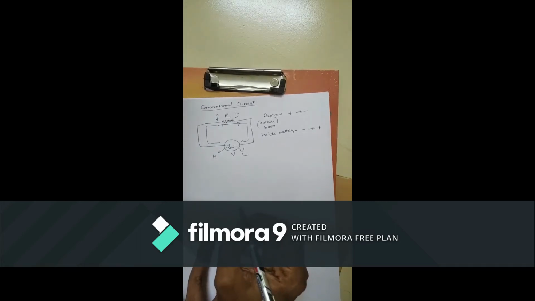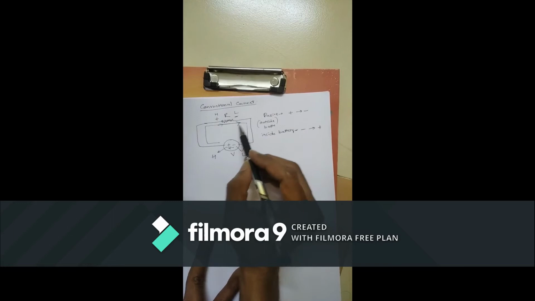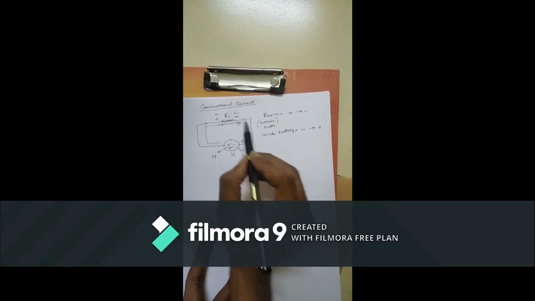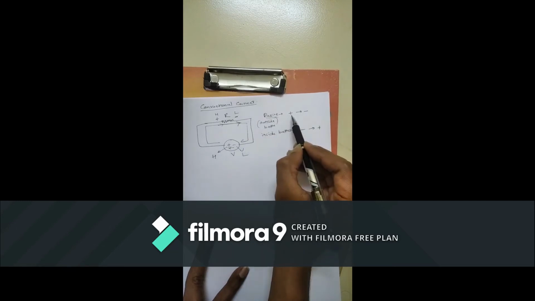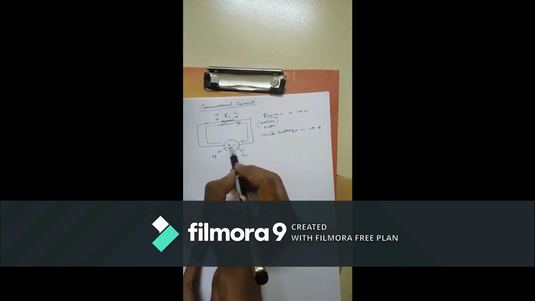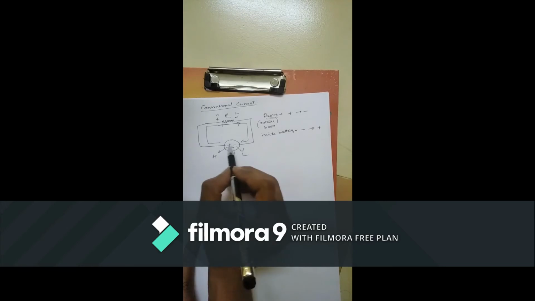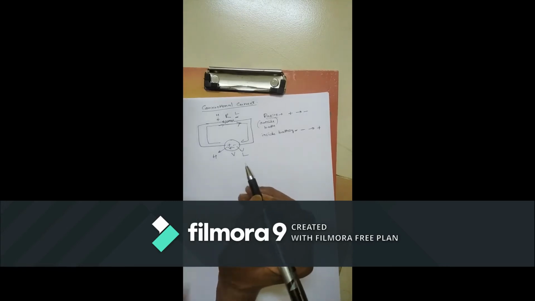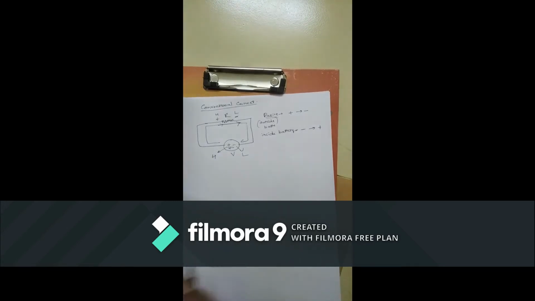So in conclusion, I can say conventional current outside the battery flows from plus to minus, or I can say for passive elements it flows from plus to minus, but inside the battery this current flows from minus to plus. So this is all about conventional current.